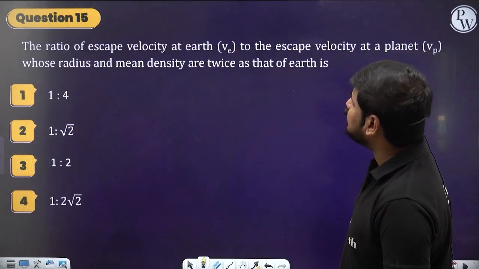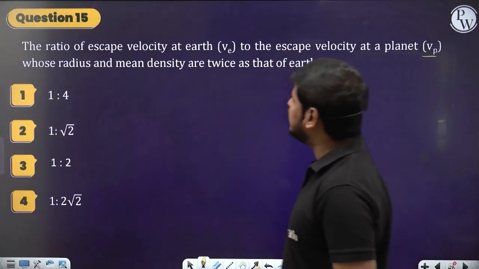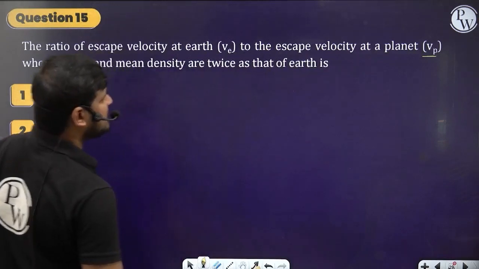The ratio of the escape velocity to that of the escape velocity of the planet whose radius and mean density are twice that of the Earth.